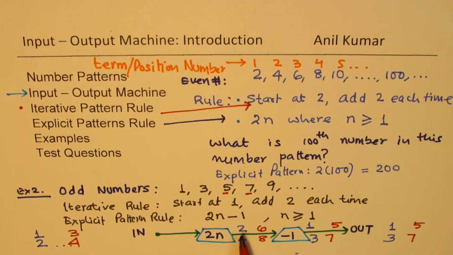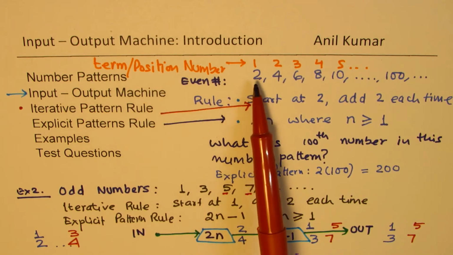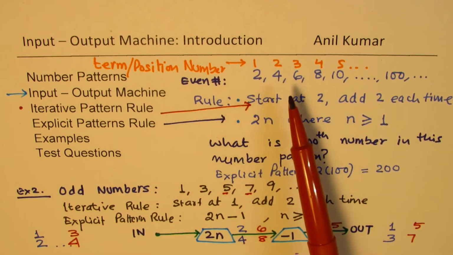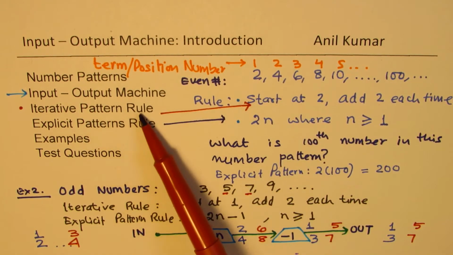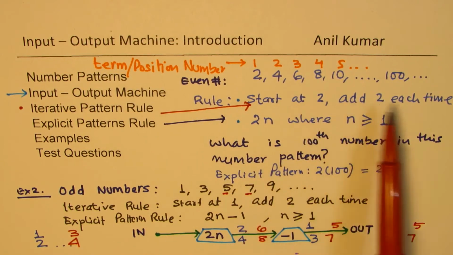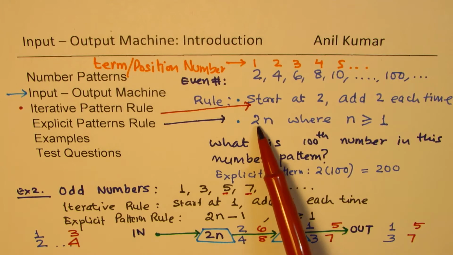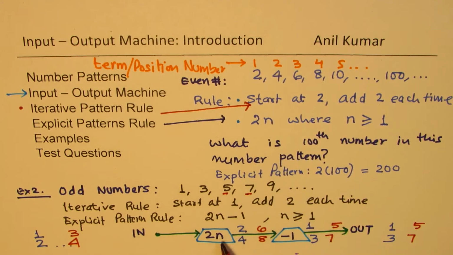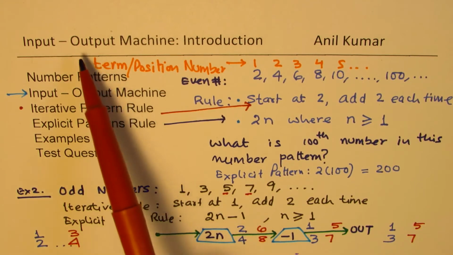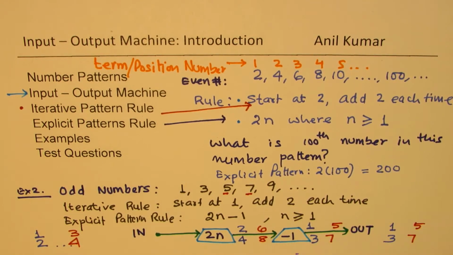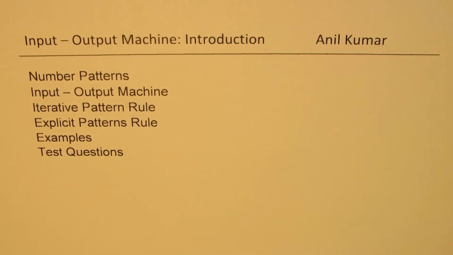I hope you have understood these links. We have a number pattern which we normally talk about. You can explain the rule using iterative pattern rules: start at a number, add 2. And then you can also explain it using a formula, which I wrote here. And you can make a model like this. This model we're talking about is our input-output machine. Is that clear to you? Perfect. Let's take another example to make it more interesting.